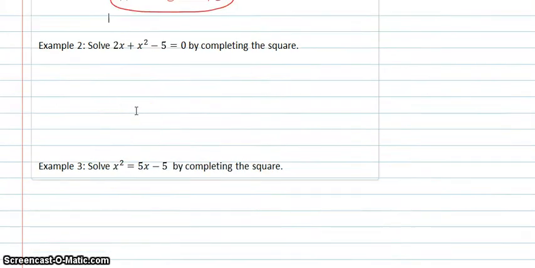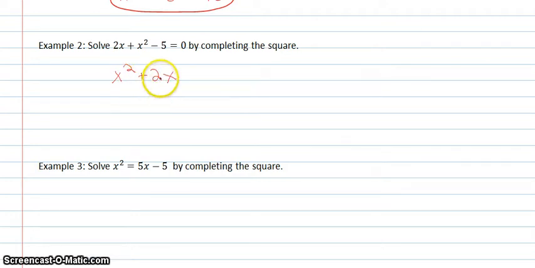In example 2, we're going to use that same method of completing the square to solve for x. But you can see that this is not in the right order. I need to switch that, so I have my x squared first. So I'll have x squared and then plus 2x. And I need my x terms on one side and my constant on the other, so I'm going to move the 5 to the other side of the equal sign.